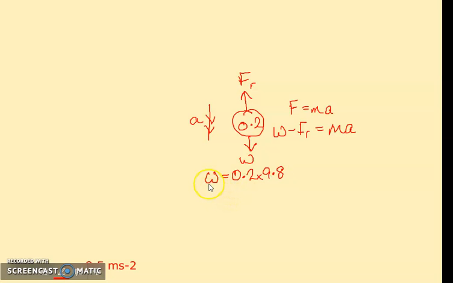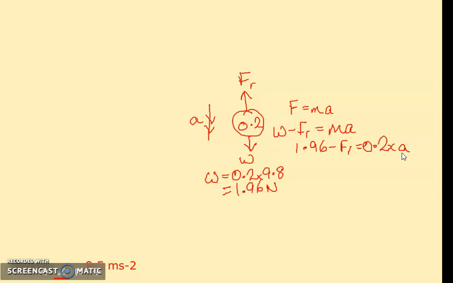And if I do that, I think I get 1.9. Let me just check it. 0.2 times 9.8. It's 1.96. There you go. So 1.96 newtons. And I can chuck that in over here because now I know that 1.96 newtons minus the friction equals the mass times the acceleration.